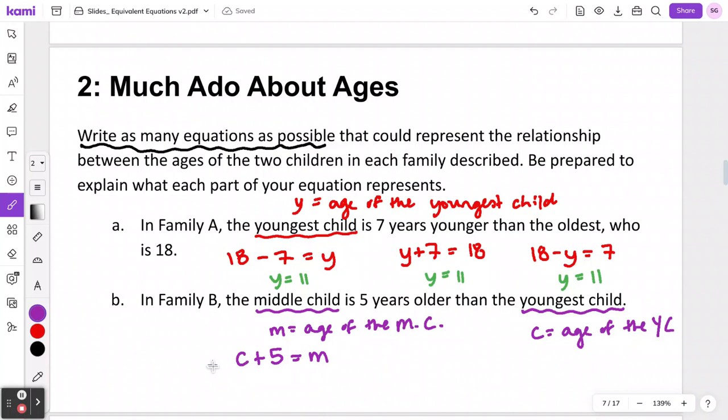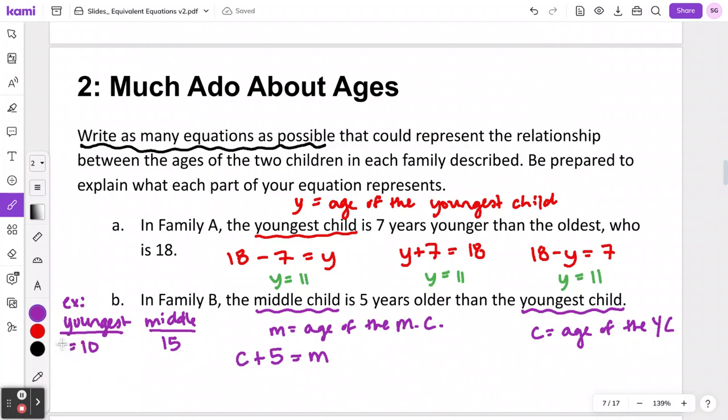It can help to think of a possible solution. I don't know the exact answer here because I've got 2 variables, but I could come up with a possibility. For example, pick any age you want. I'm going to say my youngest is 10 years old. How old would the middle child need to be? Well, the middle child is 5 years older, so the middle child would need to be 15. Now, this is just an example. I don't know this for sure, but I did that because now I have a pair of numbers.